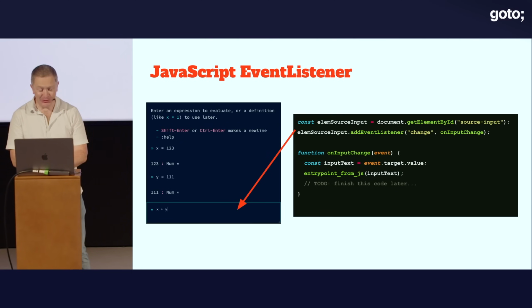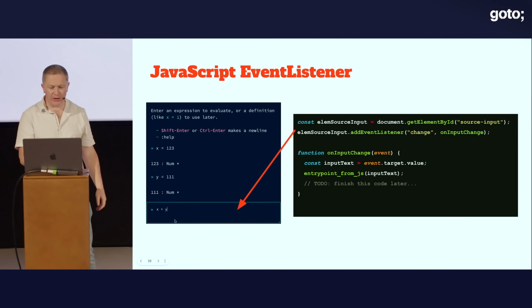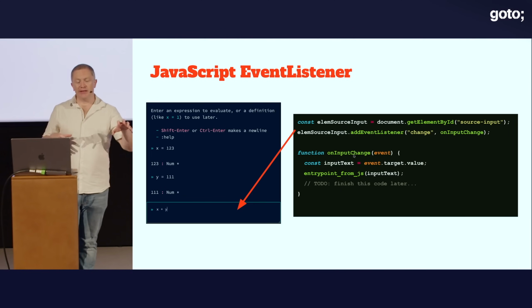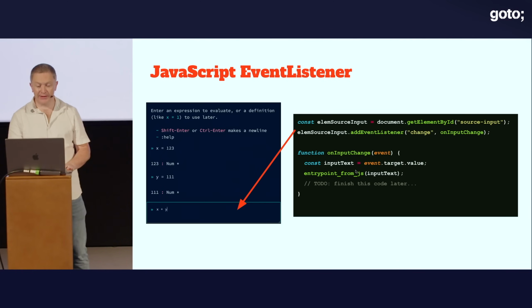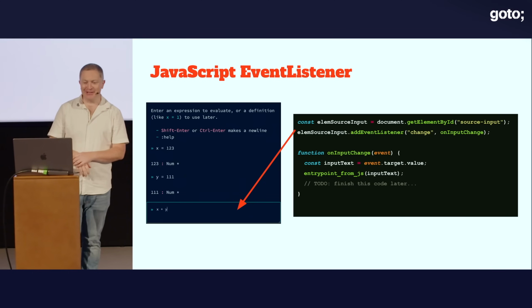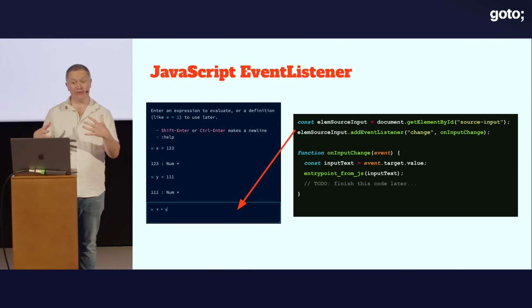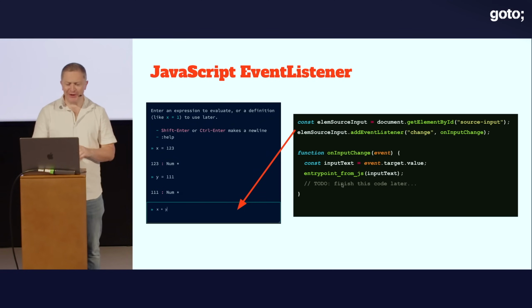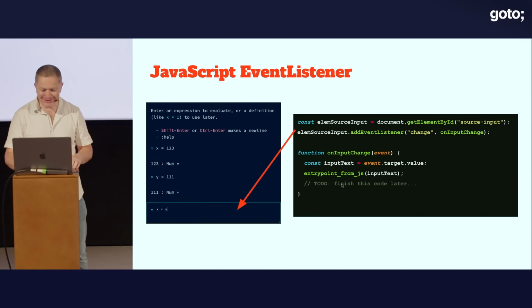But let's look at some actual code for how that would work. So this is the Roc REPL that I was using earlier on. And some simple JavaScript code to listen for changes on that would be grab the element by its ID and add an event listener. And here's our event listener function on input change. And it's able to grab the text from that input and call this thing called entry point from JS, which is, as the name kind of suggests, a WebAssembly function, or actually a wrapper around a WebAssembly function that we're calling from JavaScript. There's a to-do here because we need to finish this code off. I'm hiding some bits for later.